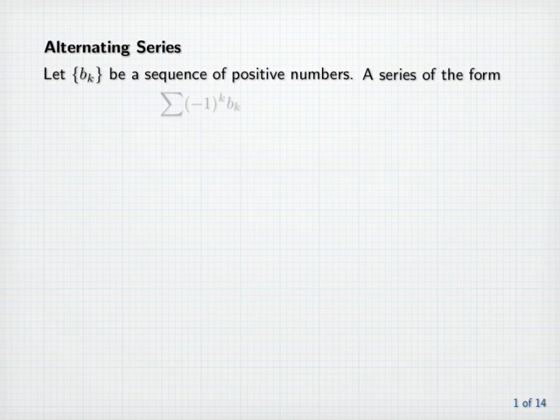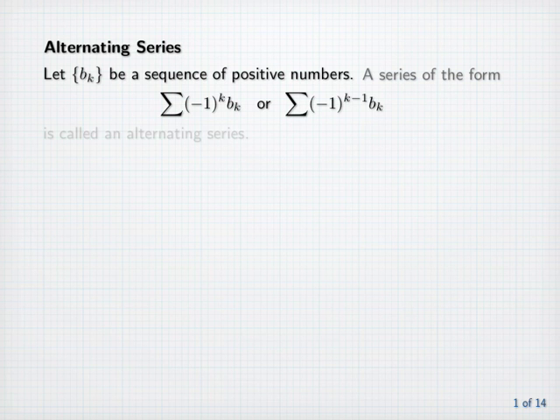Then a series of the form the sum of (-1)^k times b sub k, or the sum of (-1)^(k-1) times b sub k, is called an alternating series. So essentially an alternating series is a series whose terms alternate in sign.